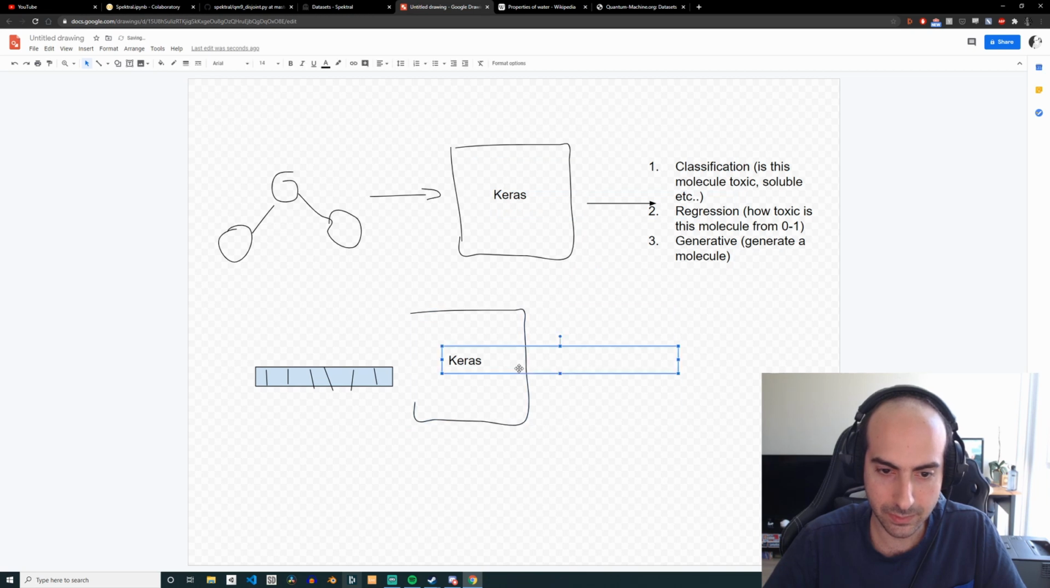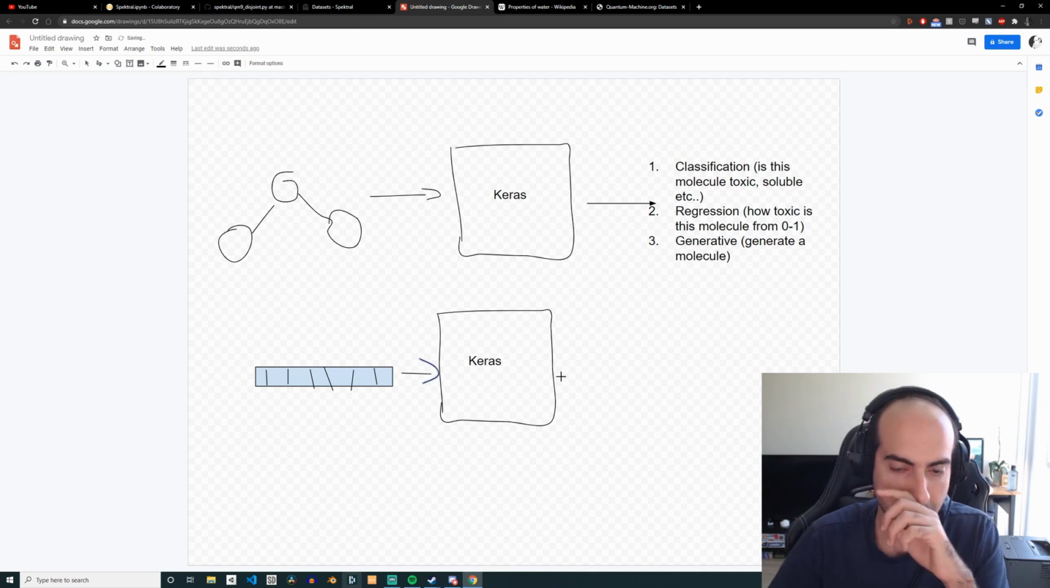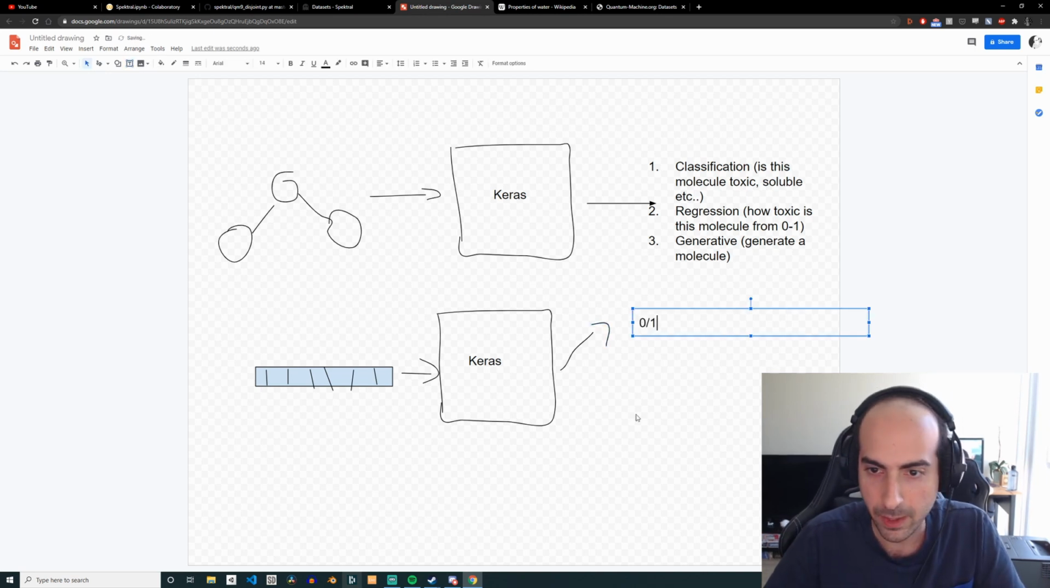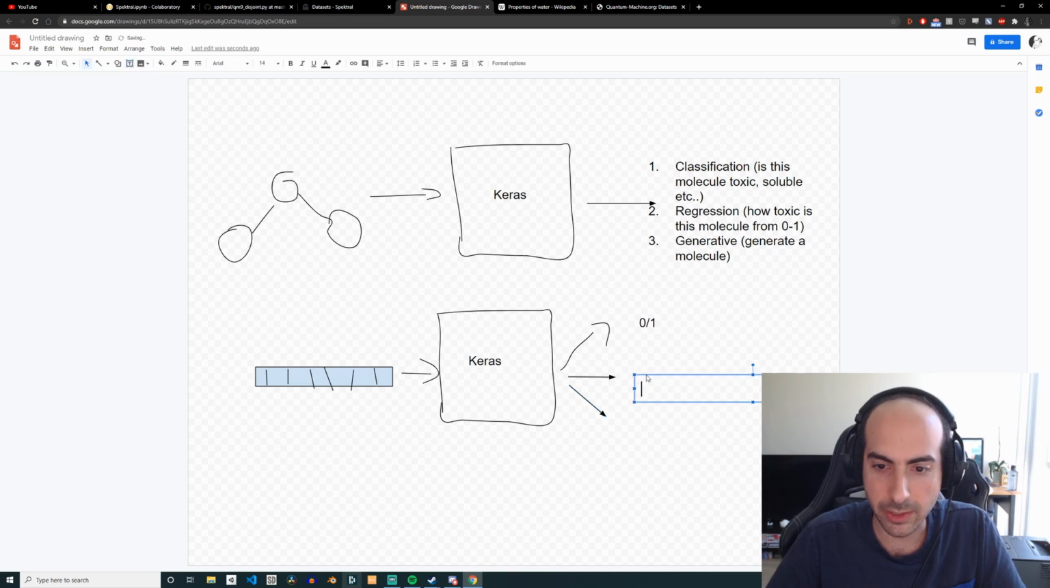Right here. I don't know why part of this was chomped. Let me just fix this. So we want to feed this to Keras, or any sort of deep learning library that we're working with, and either we want to get a classification, so in that case we predict 0 or 1, or we want to predict a regression. In this case, let's do the 3 arrows. Either we predict a value 0 to 1, so this would be the regression task.